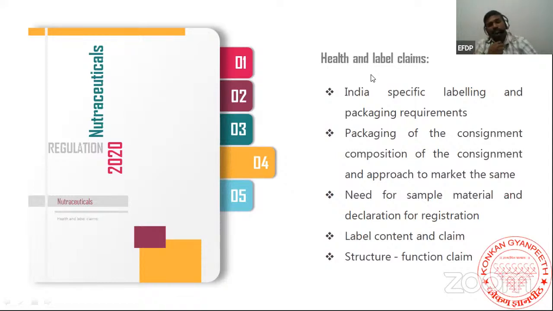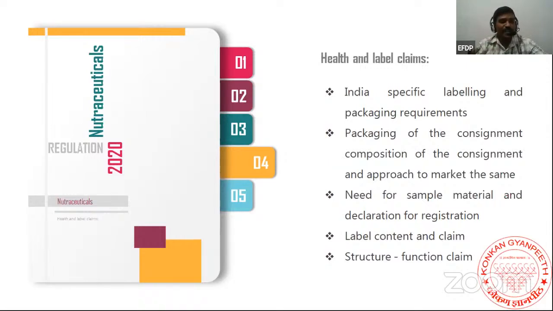Now, health and label claim is one of the hearts, the heart of the nutraceutical product. Why am I saying heart of the nutraceutical product? Because regulations come depending upon the health and label claim. When we think of the specific labeling and packaging requirements, it is specified by the regulating authority what the label contains and which claims are there, whether a structural and functional claim. If clinical data has been completed, we have to submit a copy of it, the clinical evaluation.